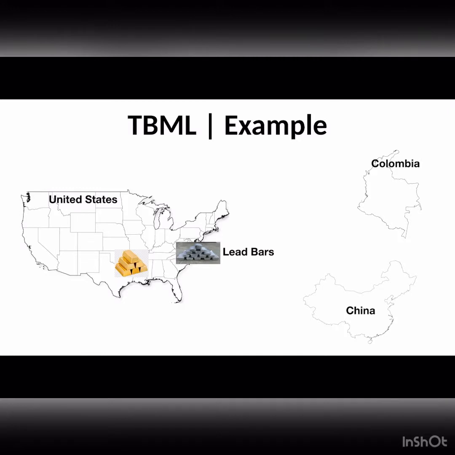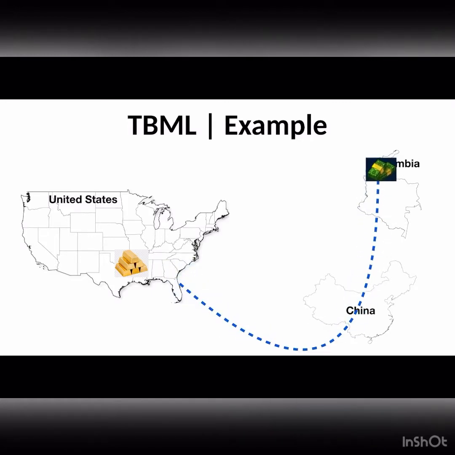When the shipment arrives, the lead bars are destroyed and the recast gold bars are substituted. So, with authentic documentation, the gold bars are sold on the open market and the money is wired back to China and then eventually to Colombia. Here we can easily see the drug cartel chose to minimize the risk of detection through the use of a falsely described shipment of goods.